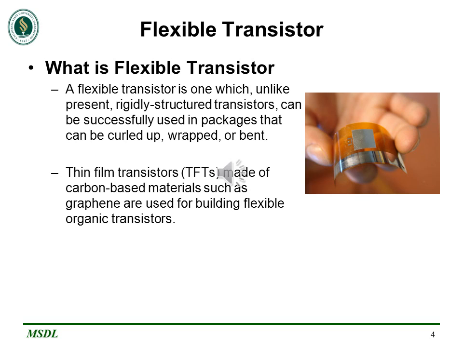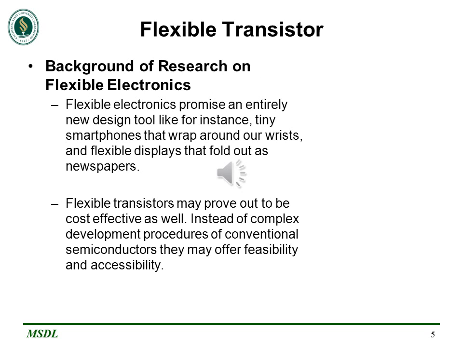These materials provide flexibility to the conventional type of transistor. Basically, what a flexible transistor offers is that, as the name suggests, it could be successfully used in packages that can be curled up, wrapped, or bent. This will enable us to have a display screen that could be bent, rolled up, or you can imagine a computer screen that could be rolled up and carried in your pocket. So basically, this type of phenomenon is possible by using flexible transistors.